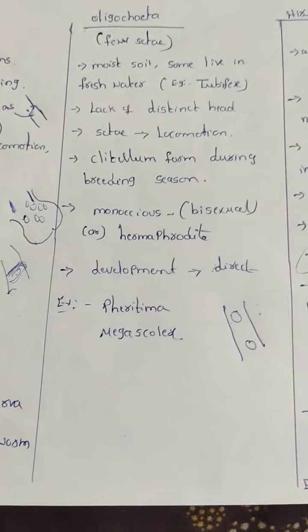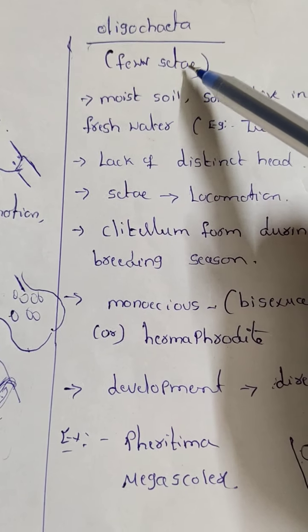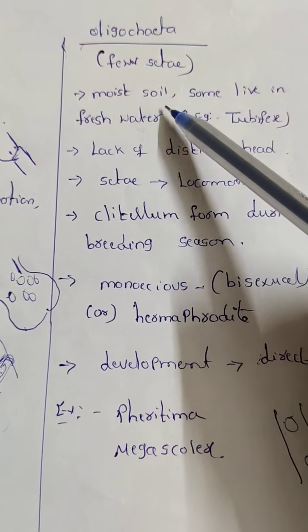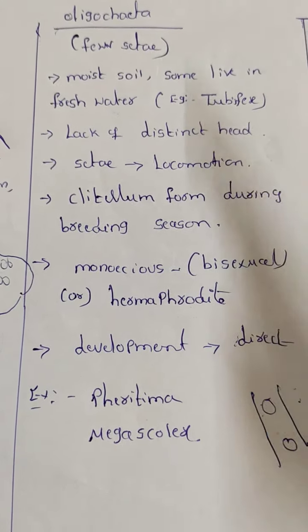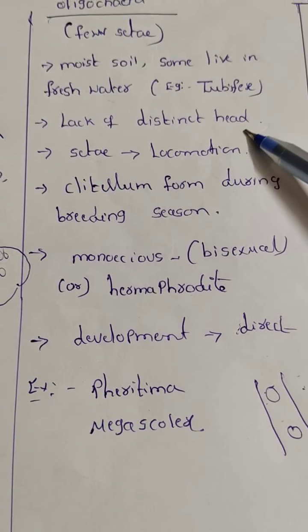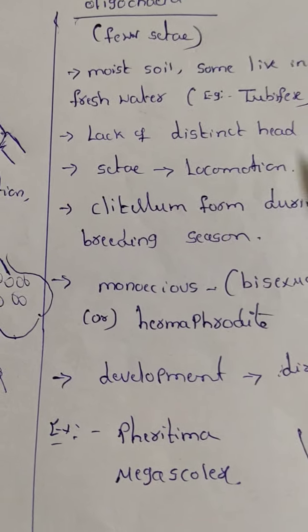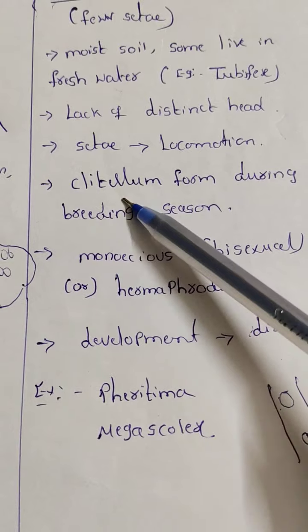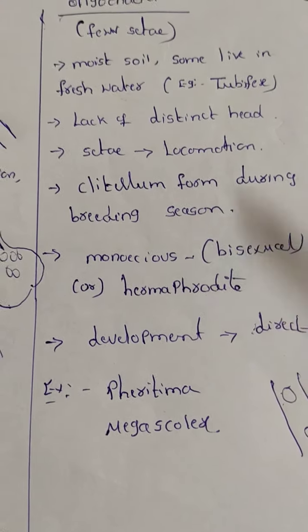Now, if you come to Oligochaeta, oligo indicates few. Chaeta means setae. The best example is earthworm. Keep in mind, earthworms are mostly present where? In moist soils, and some live in fresh water. The best example for fresh water is Tubifex. It is a type of oligochaete. They lack a distinct head, but in Polychaeta organisms a distinct head is present. And very familiar, setae are mainly useful for locomotion. The clitellum is formed during the breeding season, which means at the time of copulation.